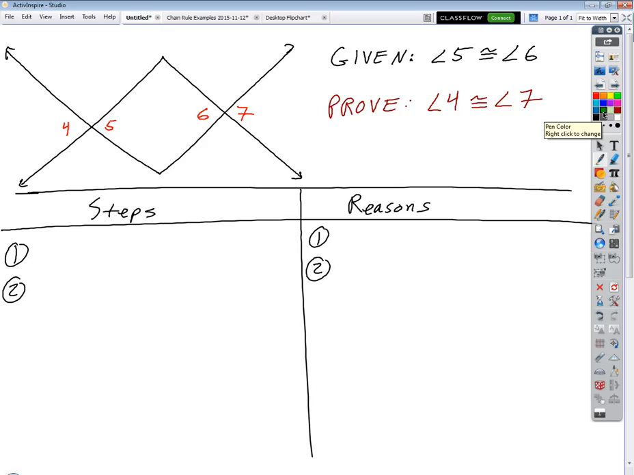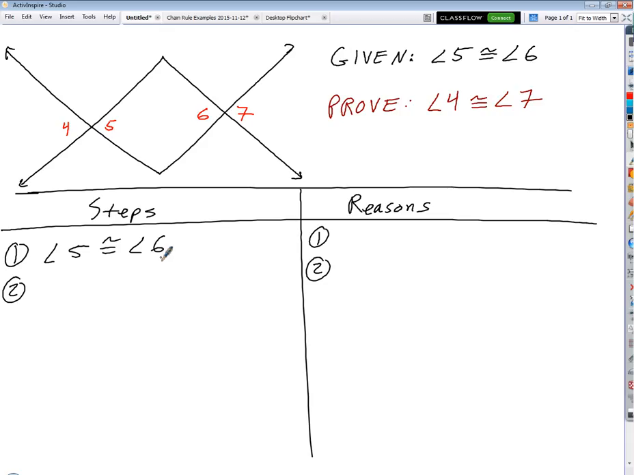Katie, you have an idea. What do you think? Well, given first. Okay, so we've given first. All right, so the first thing is we know that angle 5 is congruent to angle 6. Given. Okay, what do you think? Angle 4 is congruent to angle 5. Okay, so why is that? Vertical angles. Okay, good. So now that's fine. What you might want to add first though is that 4 and 5 are vertical angles.